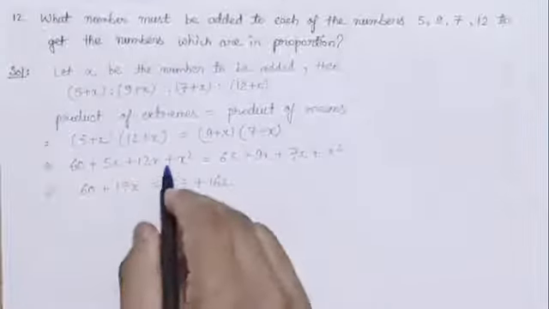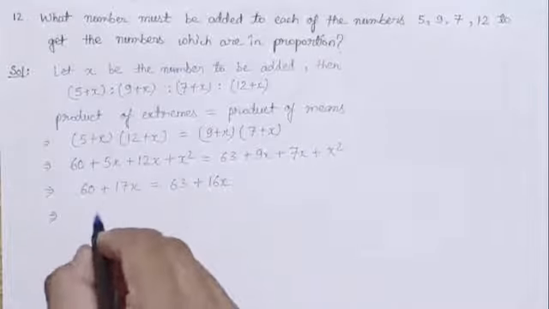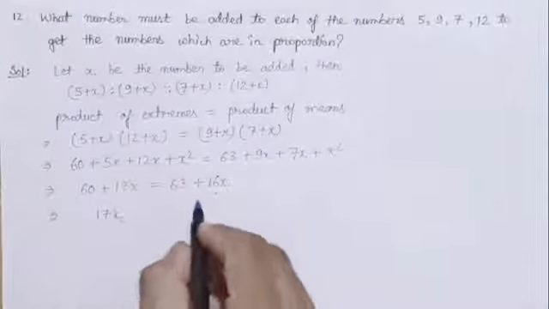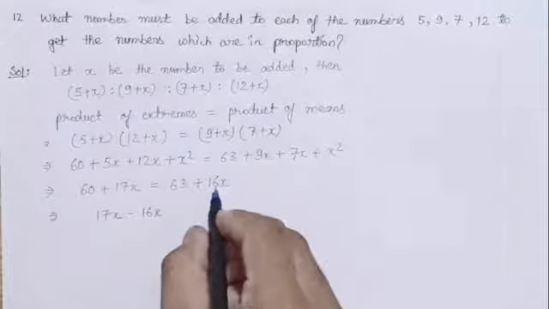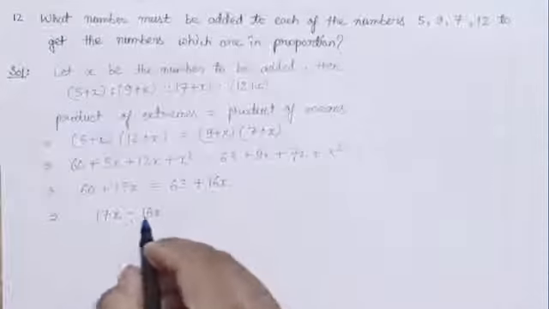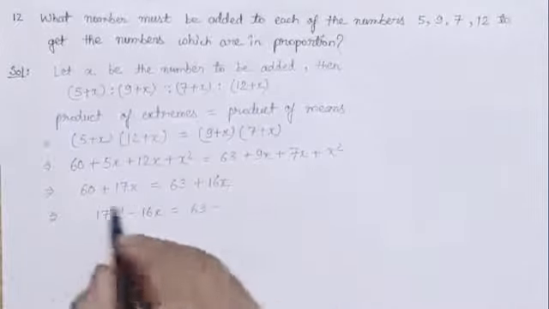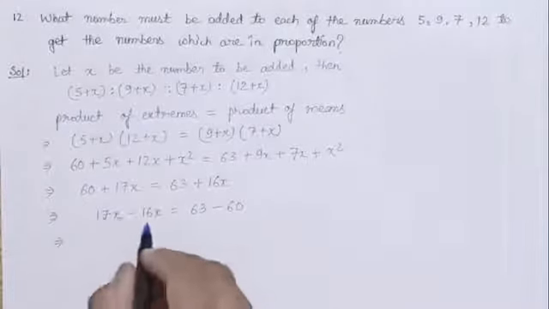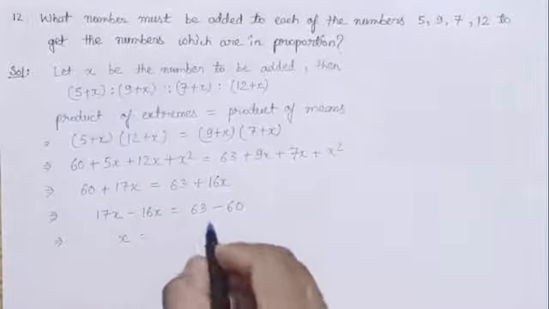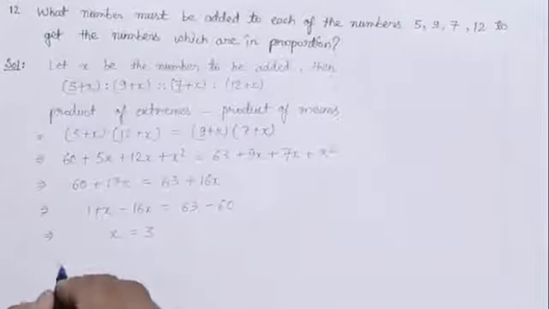And x square is cancelling out from both sides. Again what we have, 60 plus 17x equals 63 plus 16x. When 16x is taken from right hand side to left hand side, it becomes negative. And on the right hand side we have 63 minus 60. It comes out to be 17x minus 16x, that is x, equals 63 minus 60, that is 3. Hence the required number is 3.